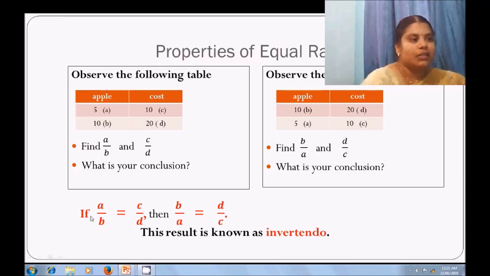The conclusion is, if A by B is equal to C by D, then B by A is equal to D by C. This result is known as the inverting law.